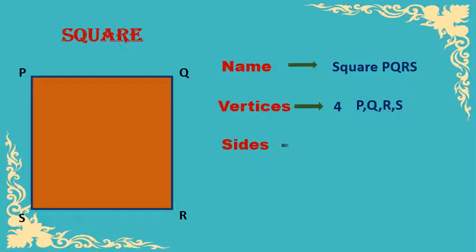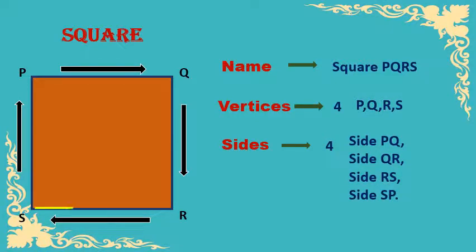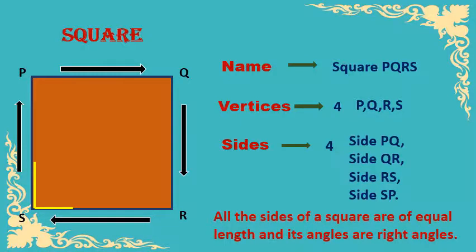Now what about the sides? You know that there are 4 sides which are there. Side PQ, side QR, side RS and side SP. Now we will write here. Then what about the angles? Yes, correct. Here we can see 4 angles. All the 4 are right angles. And you know the property of the square, that is all the sides of the squares are always equal. Correct?